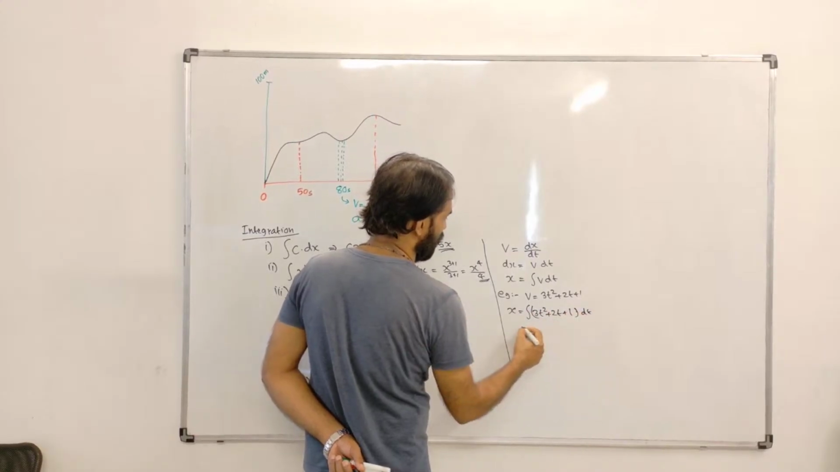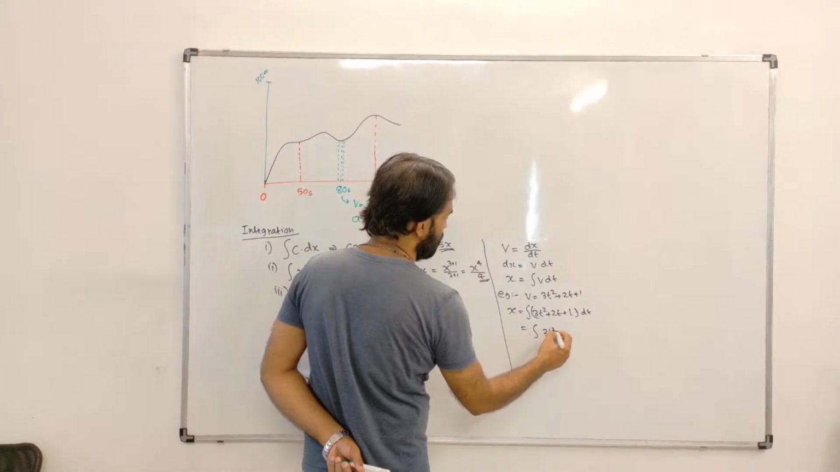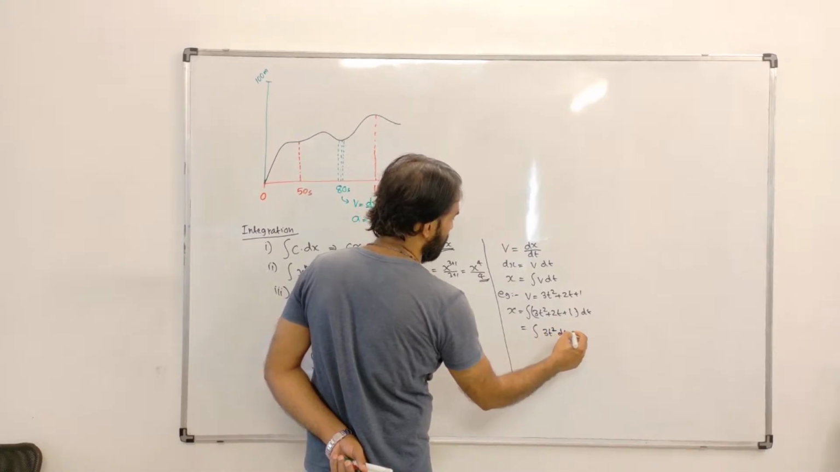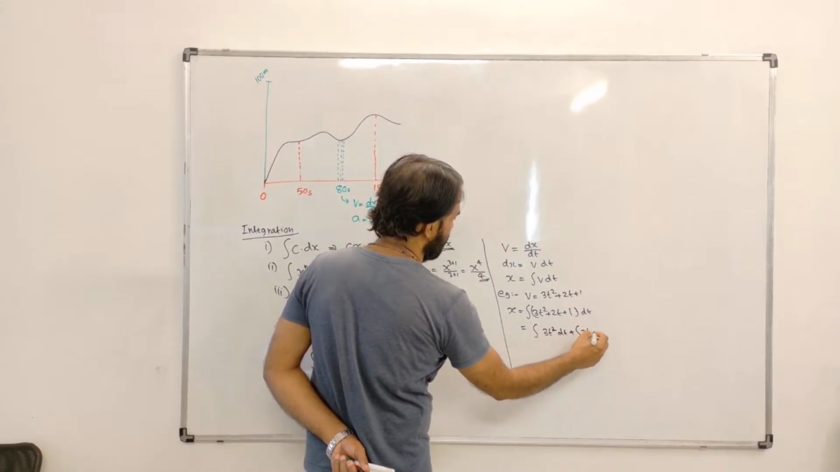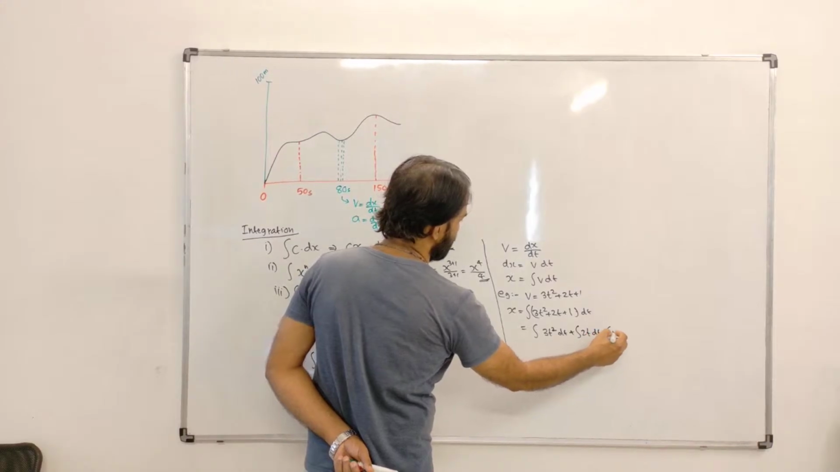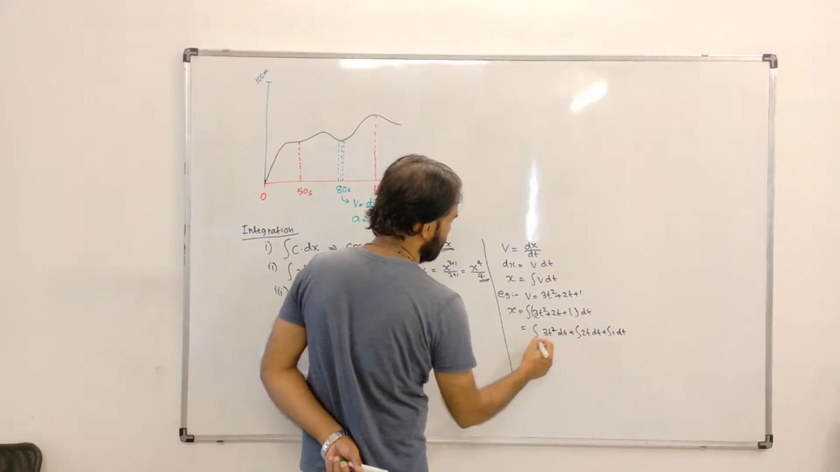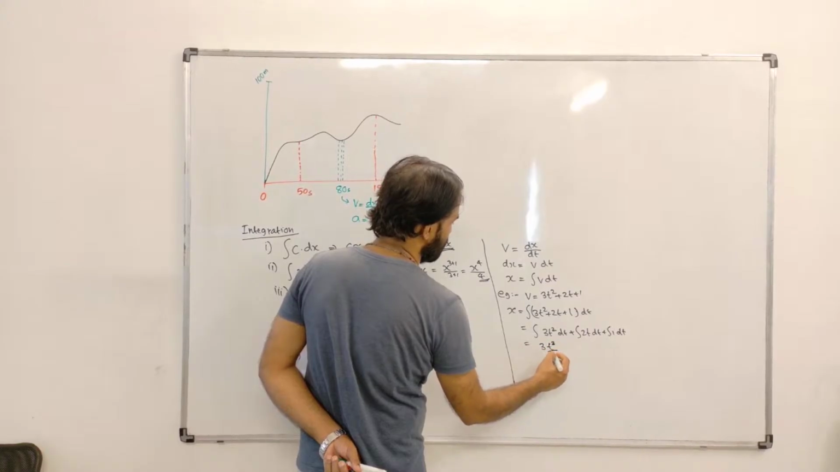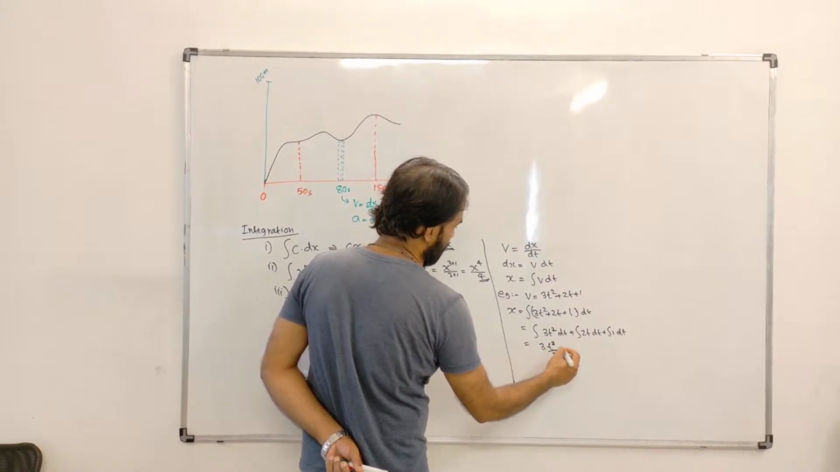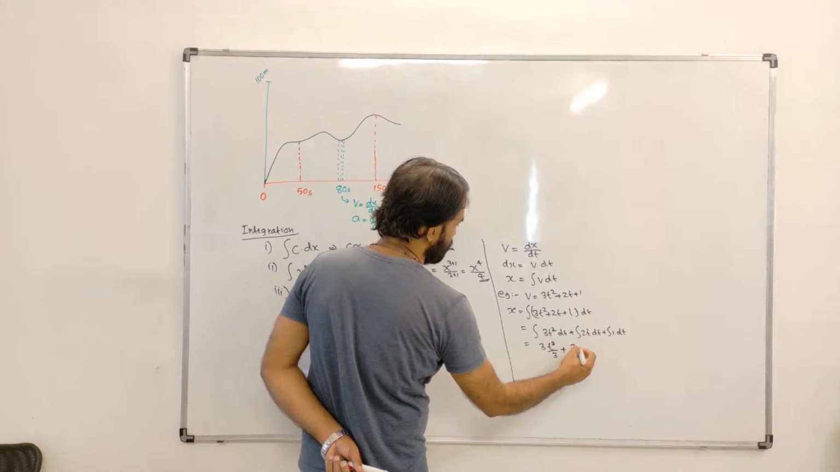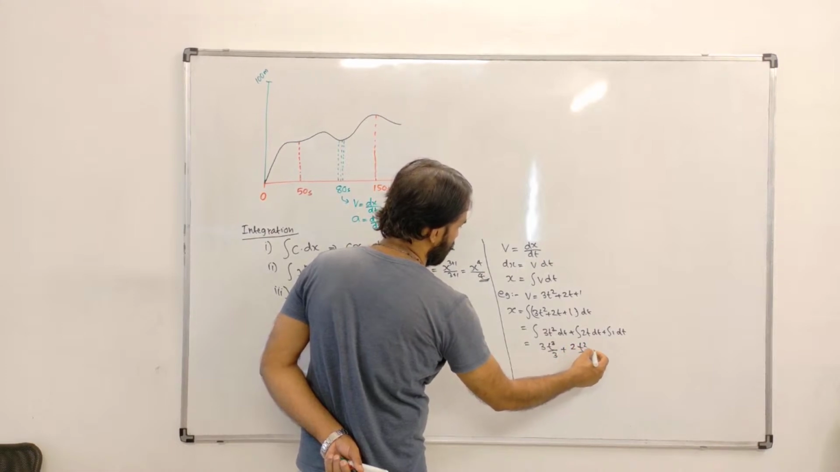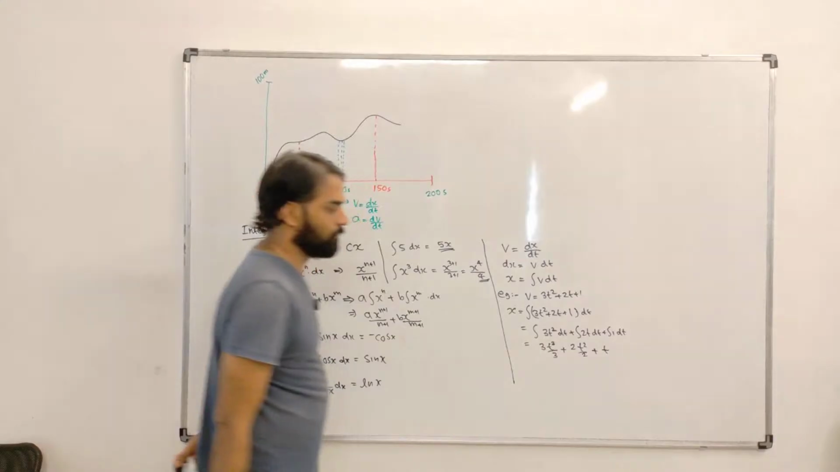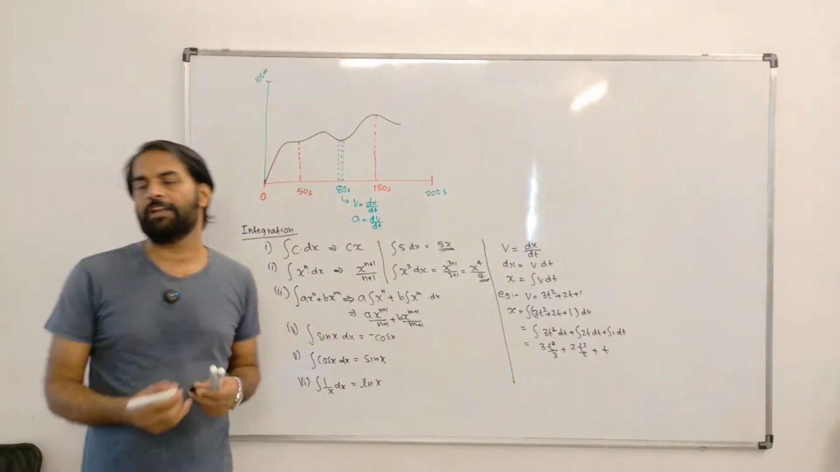Now this will be equal to what? This will be the integral of 3t square dt plus the integral of 2t dt plus the integral of 1 dt. What is this? This will be 3 into t square, t raised to 1 plus 2, that is 3, so t cube by 3, plus 2t square by 2, plus t. Okay, so this is the way that will be represented.